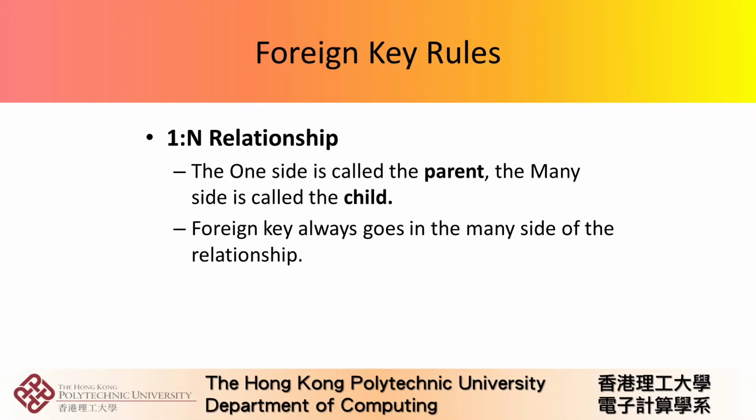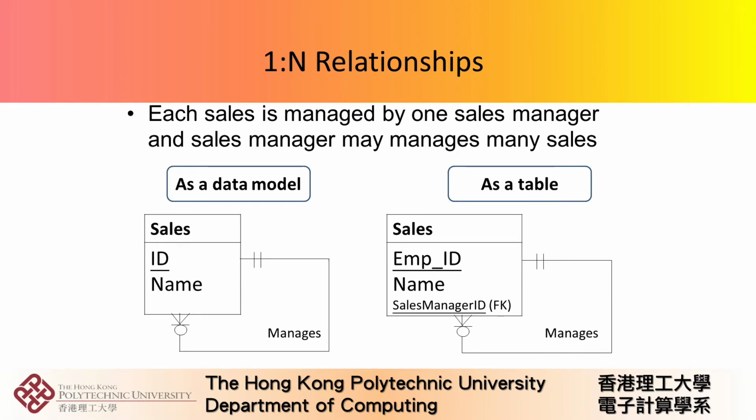In a one-to-many relationship, the one side is called the parent and the many side is called the child. The foreign key always goes on the many side of the relationship. In this example, each sale is managed by one sales manager, and a sales manager may manage many sales. As a data model, the ERD diagram should be shown like this.